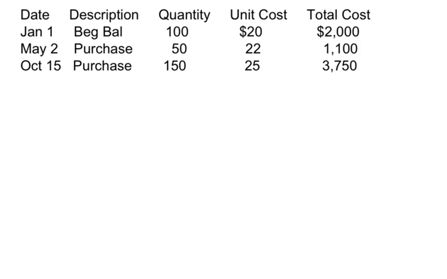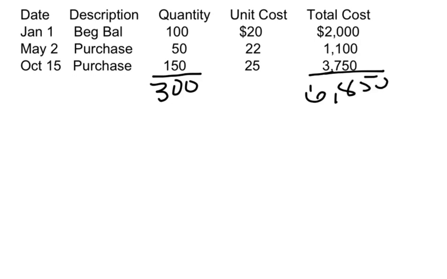If we add all the quantity up, we had a total of 300 units throughout the period. You can consider that your goods available for sale. It's what we could have sold over the entire year. And the total cost here is $6,850. Whew, bad handwriting today.